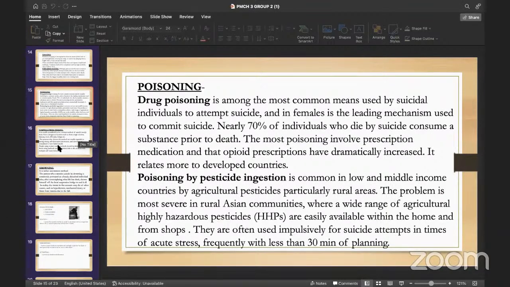Poisoning by pesticide ingestion is common in low and middle income countries, by agricultural pesticides, particularly in rural areas. The problem is most severe in rural Asian countries where a wide range of agricultural highly hazardous pesticides, HHPs, are easily available within the home and from shops. They are often used impulsively for suicide attempts in times of acute stress, frequently with less than 30 minutes of planning, and when there is a loss of their farms or fields and they are in debt, so that they use these pesticides as a means of suicide.